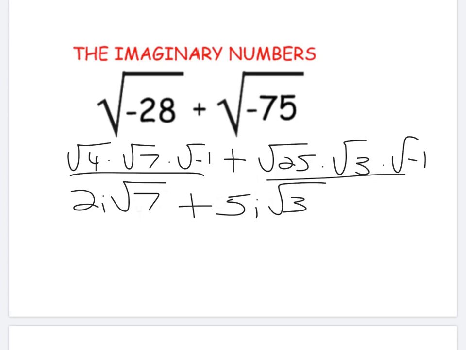Now, my like terms, I do not have any underneath my square root sign, because on the left it's the square root of 7, on the right it's the square root of 3. So as far as I can go is 2i square root of 7 plus 5i square root of 3.